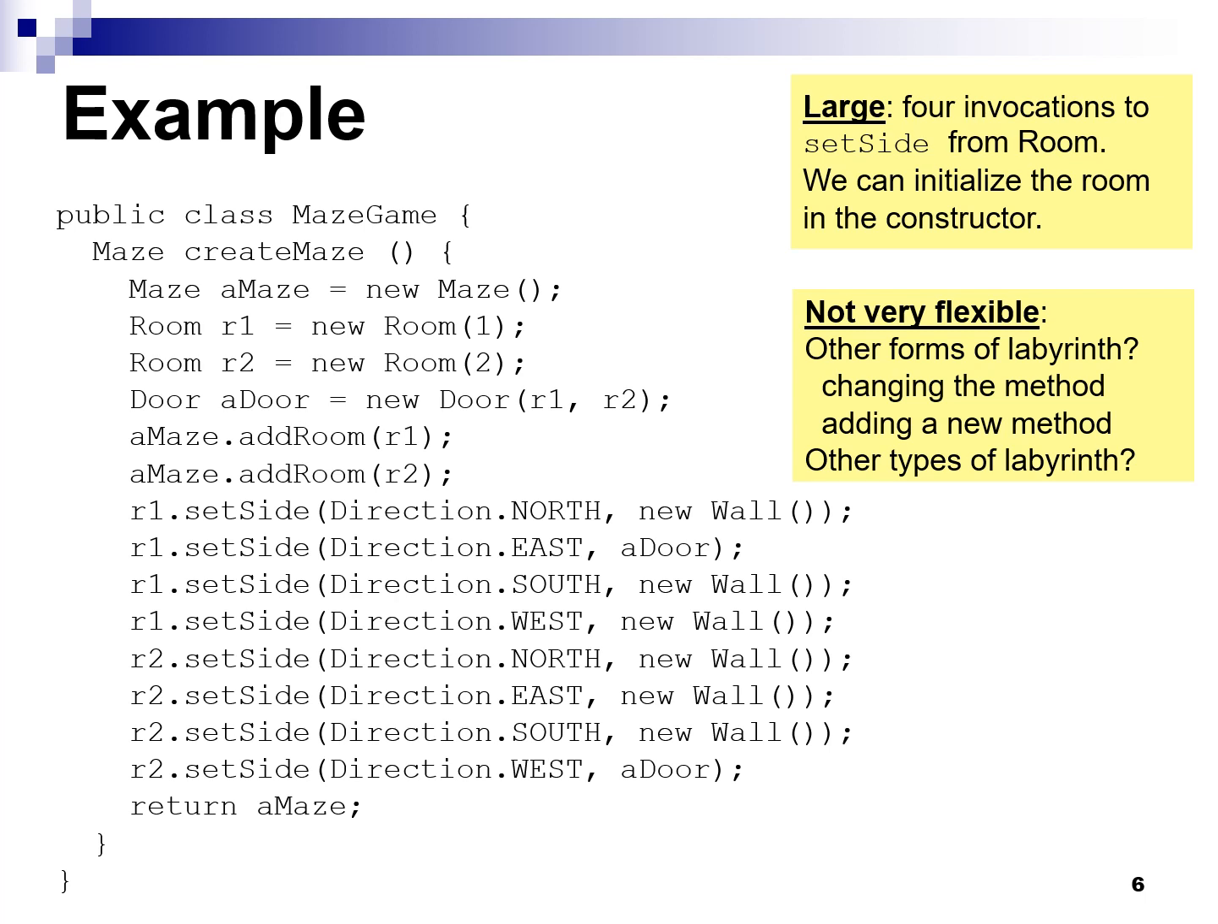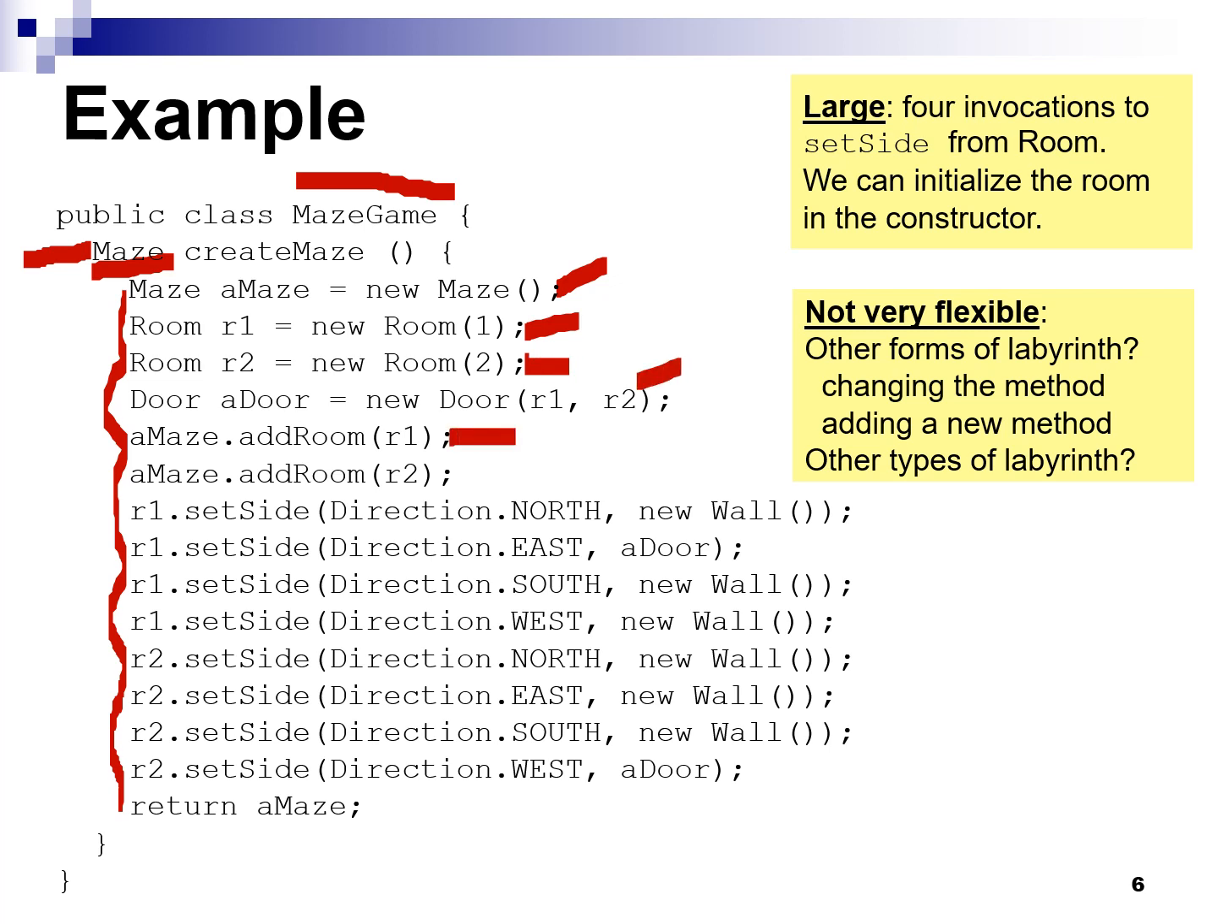But now let's have a look at another class, which is maze game, and which has a method to create a maze. You see, it returns an object of type maze, which is explicitly created here. So I create a maze, I create 2 rooms, I create a new door, and then I add the rooms, and then for every room I set the 4 sides. For example, this one has a wall, then a door, and then 2 other walls, and so on, and finally we return the maze object.